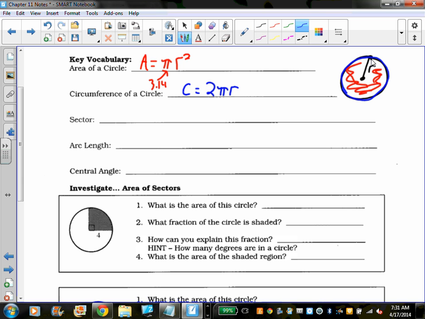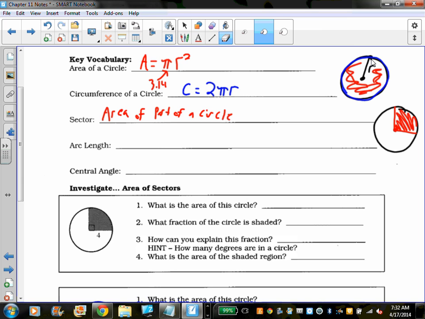So now we have these two new words, sector and arc length. I'm going to draw a new circle, just so it's a little cleaner. A sector is basically what we get when we have a central angle and we cut off part of the circle. A sector is going to be the area of part of a circle. And we'll talk about exactly how to calculate that. That's part of what this investigation is going to be about.